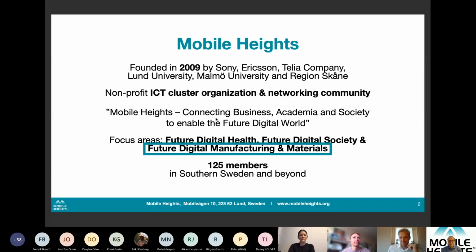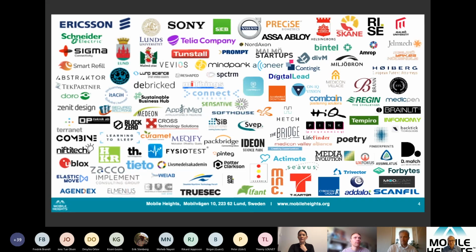A few words about Mobile Heights. It was founded in 2009 by Sony Ericsson, Telia Company, the universities of Lund and Malmö, as well as Region Skåne. We are a non-profit ICT cluster organization and networking community. One of the application areas that we are addressing is future digital manufacturing and materials. That is the area where we work together with Material Business Center. Today we have 125 members, mostly based in Skåne, but also a few members outside of the region.